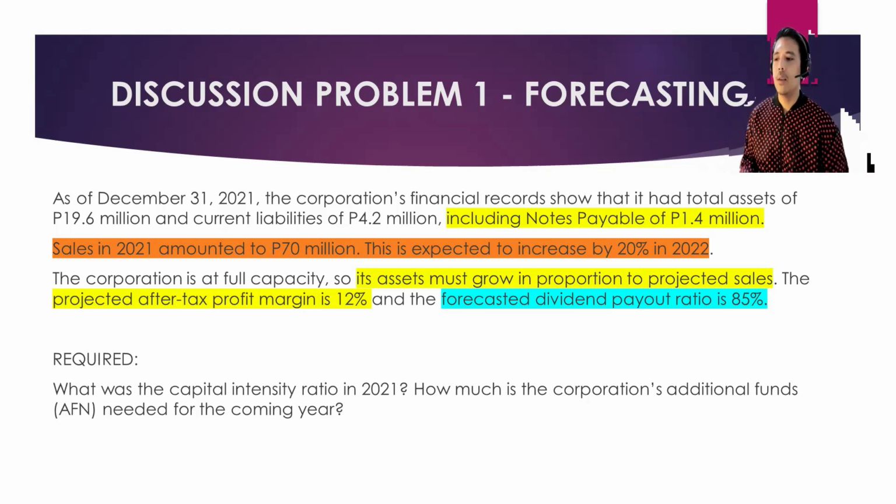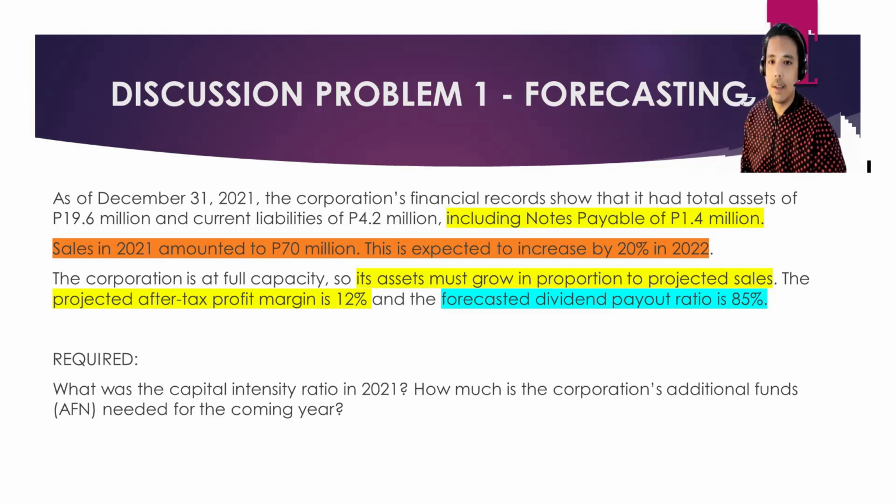No? So let's go to problem number 1. Let me read the requirement first. So what was the capital intensity ratio in 2021 and how much is the corporation's additional funds needed for the coming year? Ito na nga, forecasting. No? So let me read the problem. As of December 31, 2021, the corporation's financial records show that it had total assets of 19.6 million and current liabilities of 4.2 million, including notes payable of 1.4 million. O class hinighlight ko yung including notes payable of 1.4 million kasi later on meron tayong i-introduce na topic na. So, steady ka lang. Sales in 2021 amounted to 70 million. This is expected to increase by 20%. Oh, so, meron kang sales in 2021 amounting to 70 million. Sabi, mag-increase daw by 20%. So, magkano yung plus?